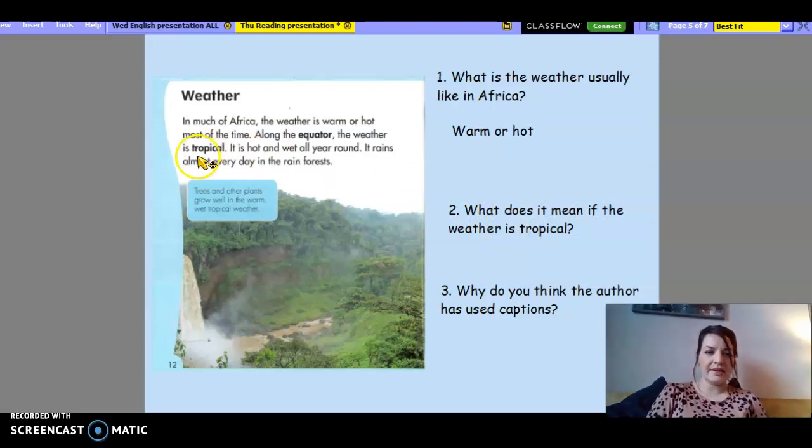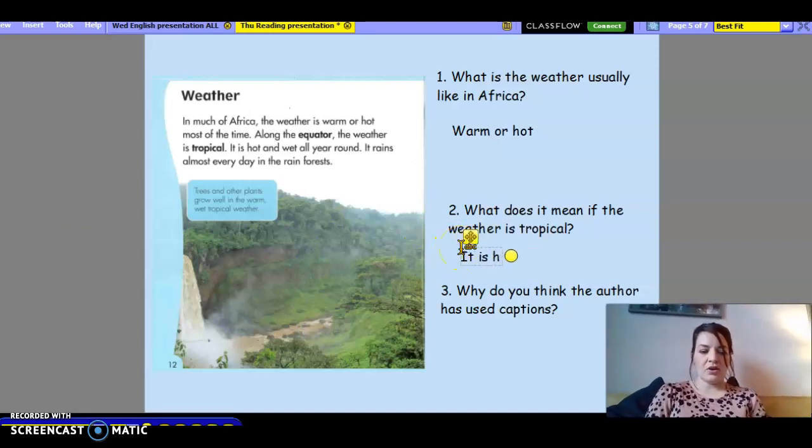We don't know the answer to that yet. Maybe we need to read the next sentence as well. Along the equator, the weather is tropical. It is hot and wet all year round. What does it mean if the weather is tropical? It means that it's hot and wet. So let's write that in. It is hot and wet.